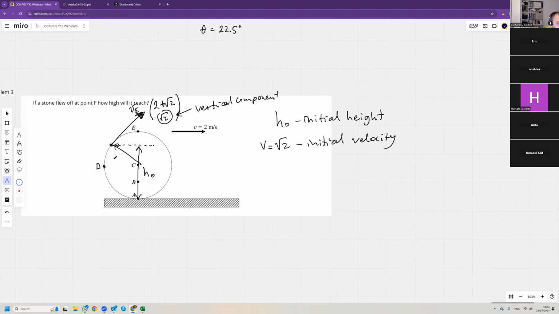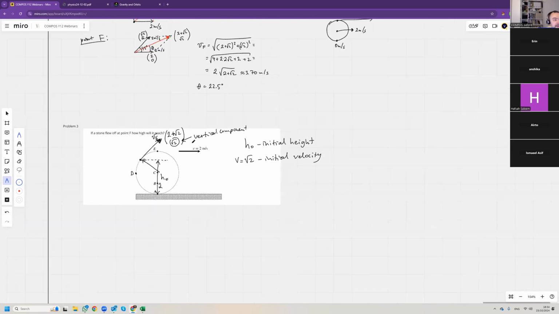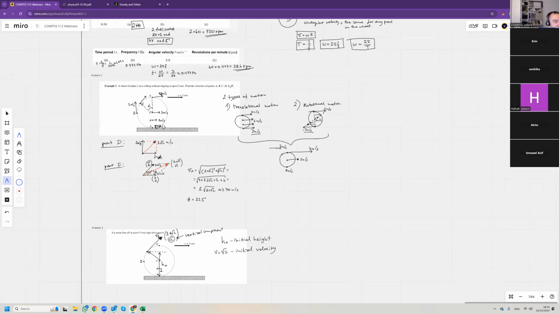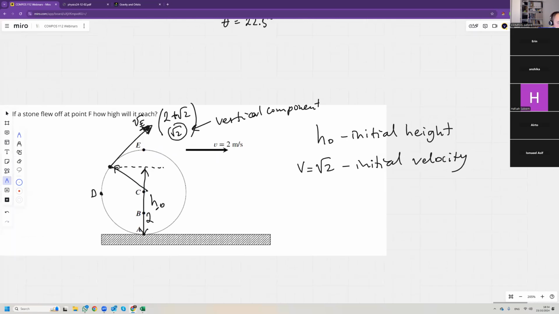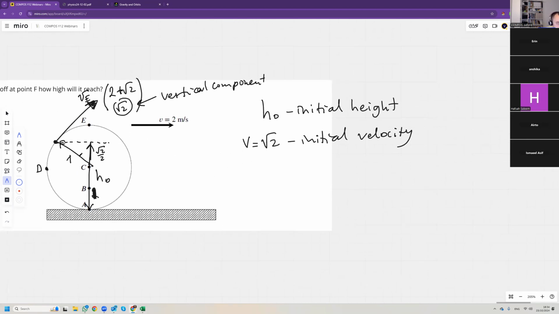So this is 2. Oh, what is the radius of the wheel? I don't think we know the radius of the wheel. A radius 1 meter. Okay, radius is 1 meter. So this is 1, and this is 1. So that's root 2 over 2. Using Pythagoras actually, h0 is 1 plus root 2 over 2.